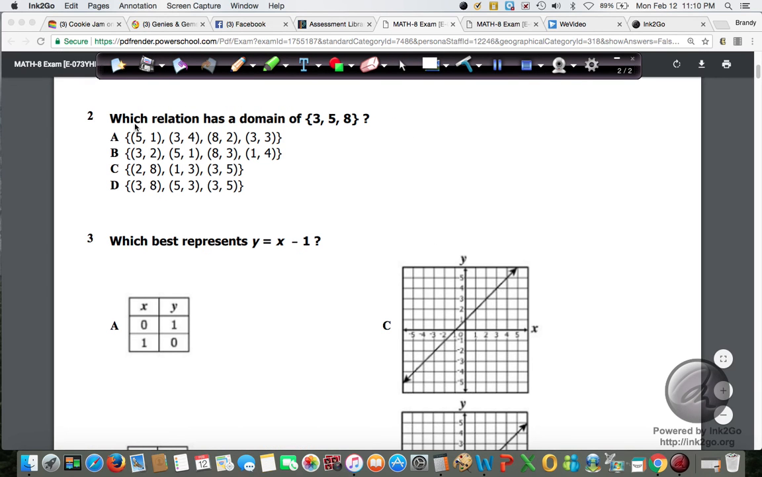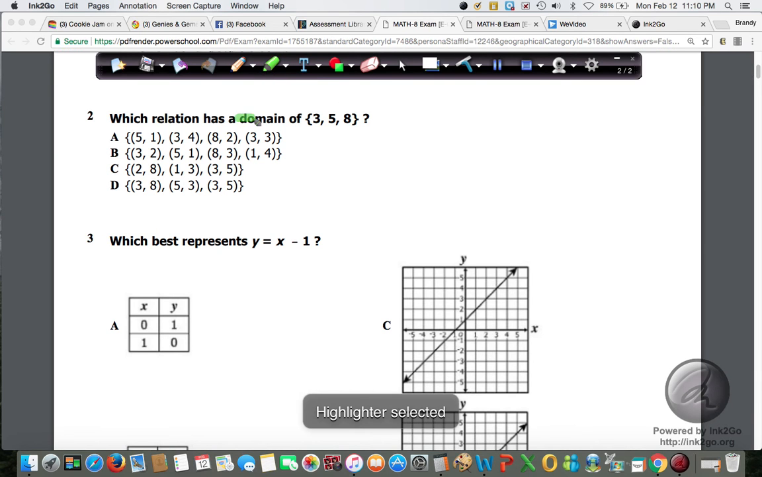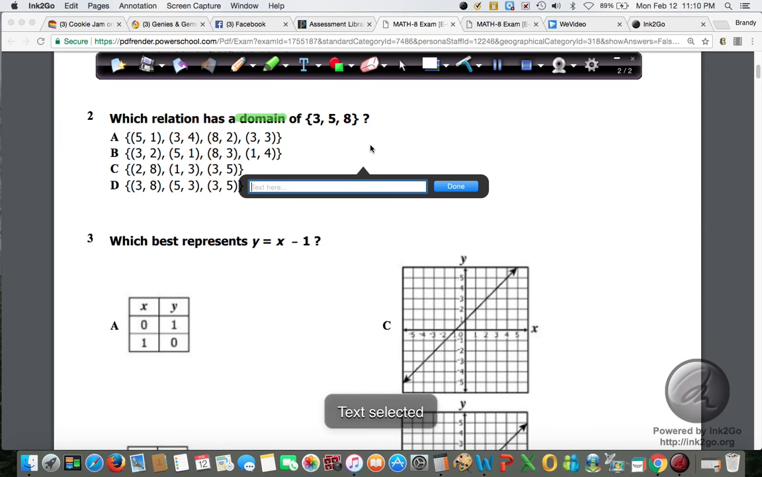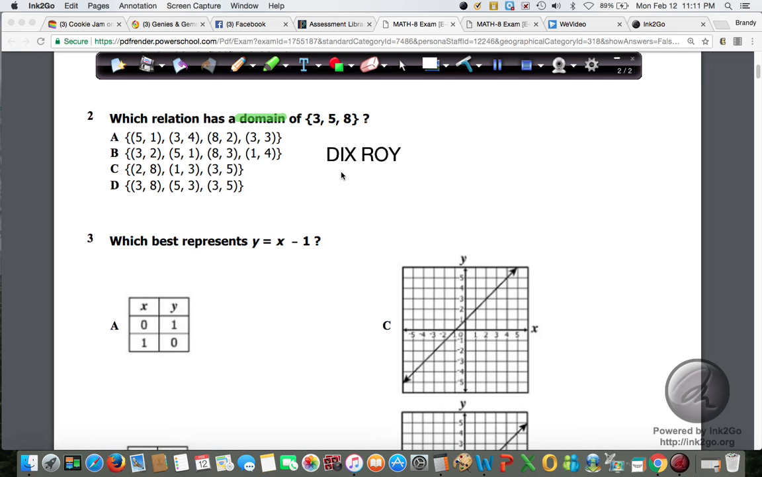Okay, number 2. Which relation has a domain of the set of numbers, that's what these braces mean, it's a set, 3, 5, and 8. We are looking for the domain, so we want to highlight that. That's your key word there. If you'll remember Miss Walker's fancy dancy word that you all love, if you can remember that right there tells you, are you looking for the X or the Y in this situation? You need to remember what these letters stand for.